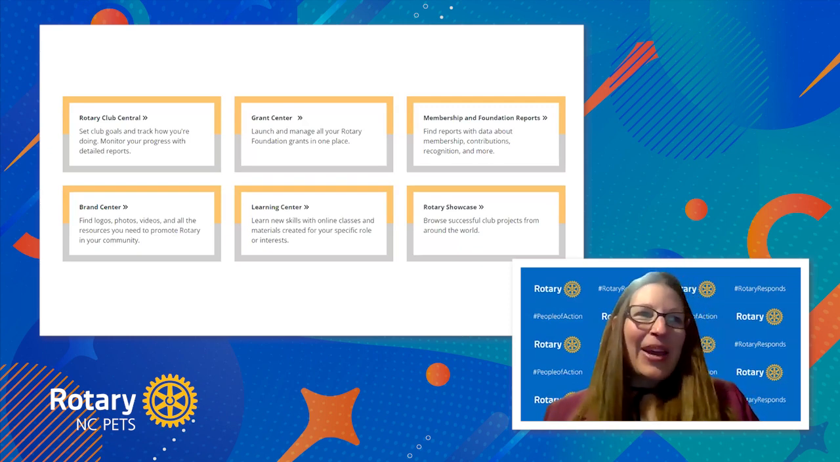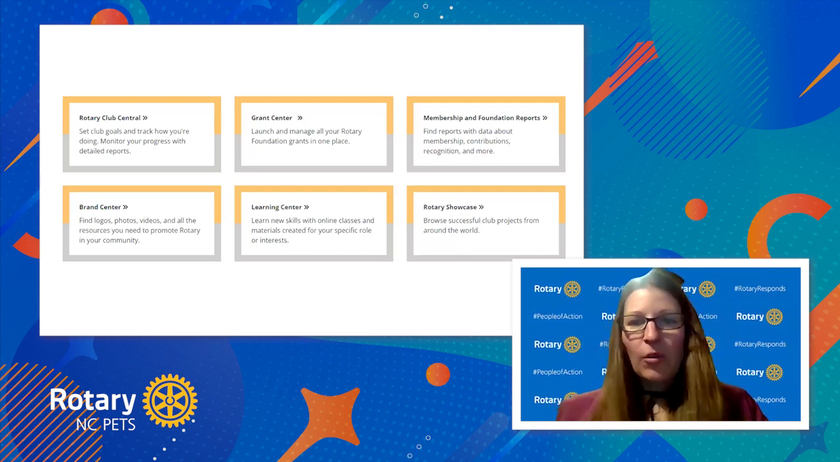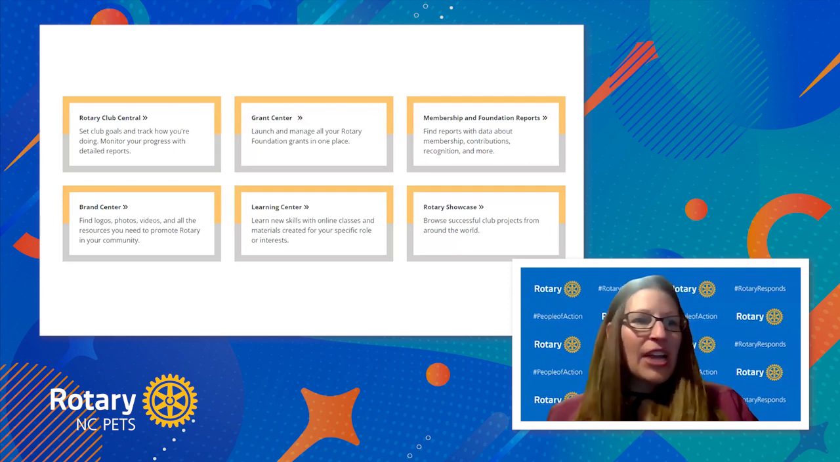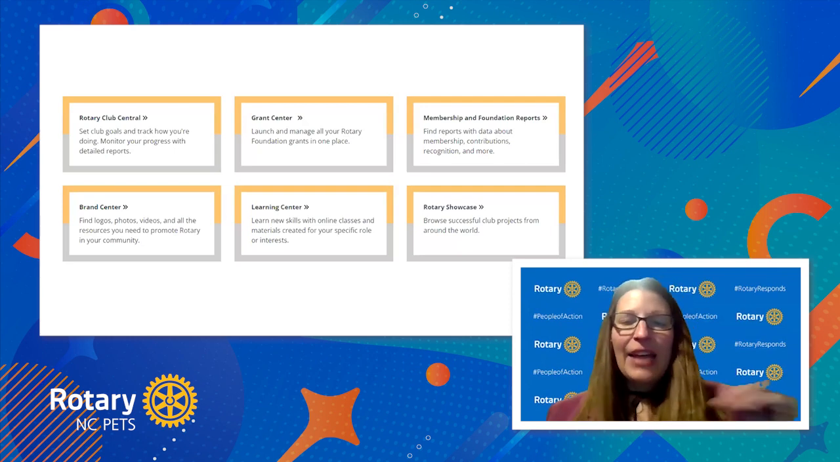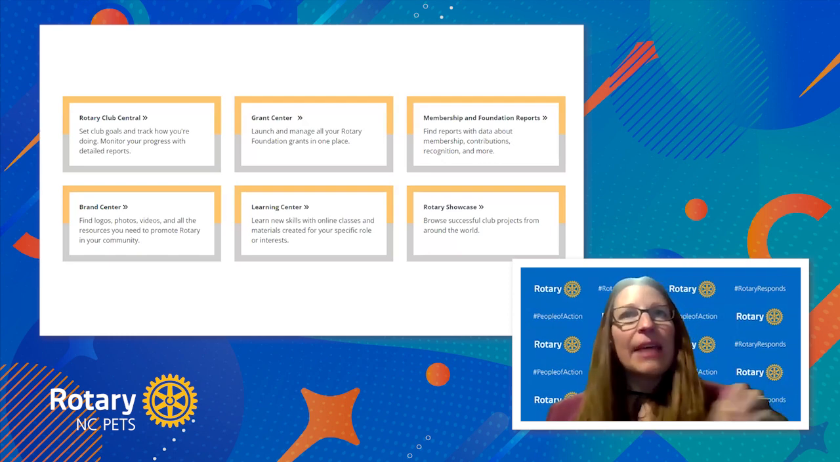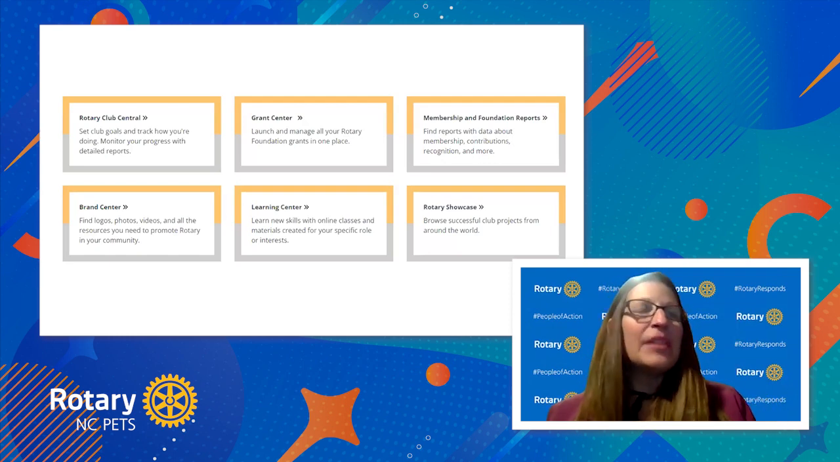If you click on the Brand Center, you don't even have to log into MyRotary to get into the Brand Center. So if you can't even get into MyRotary, you can still get into the Brand Center. And you can design your own club logo. And you can change the color scheme on it. And you can change where the name of your club lands on the image.